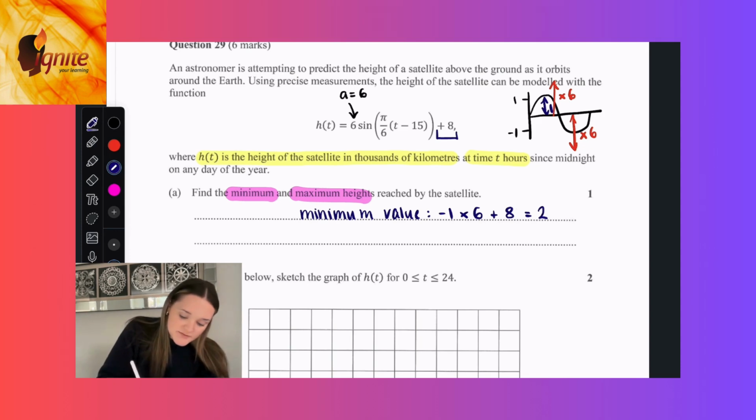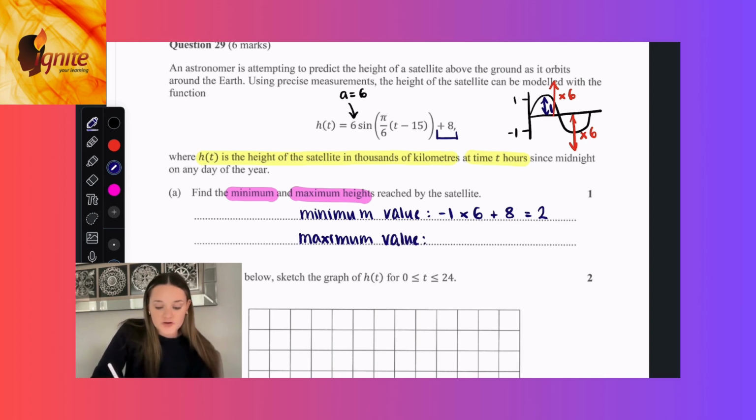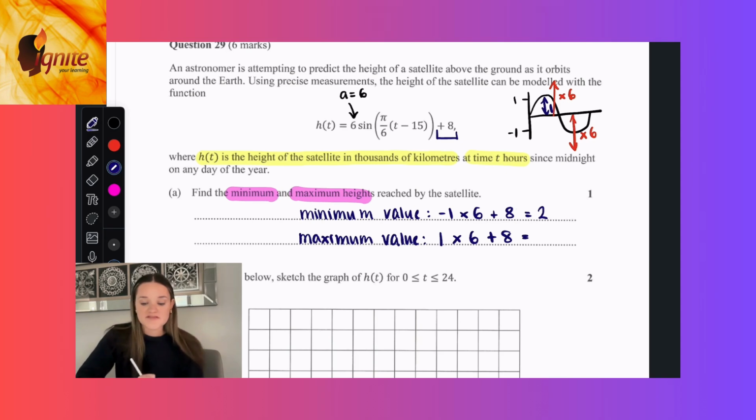Same thing for my maximum value. I can take the usual maximum value of a regular sine graph, 1, multiply it by my new amplitude of 6, and then add 8 units up. So I have 1 times 6 plus 8, which gives me 14.